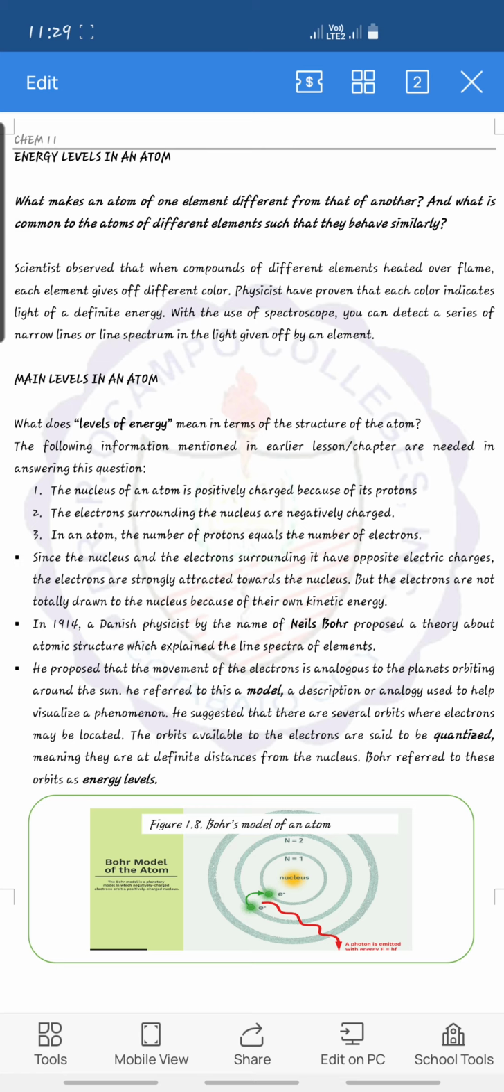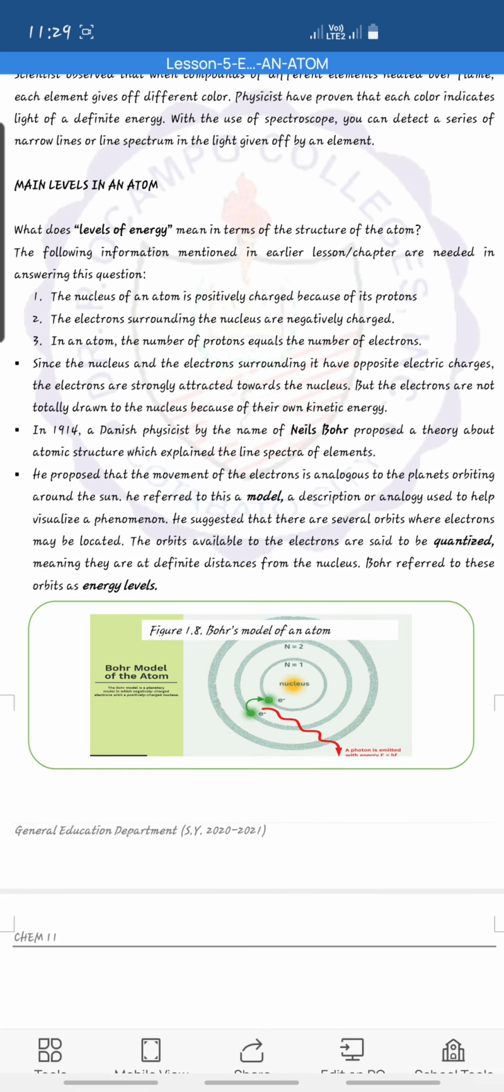Now, I've already discussed the structure of an atom and chemical bonding. I perhaps already discussed the orbitals or the energy levels. So now let us just recall this type of topic, which is energy levels in an atom. So let's proceed to the main levels in an atom.